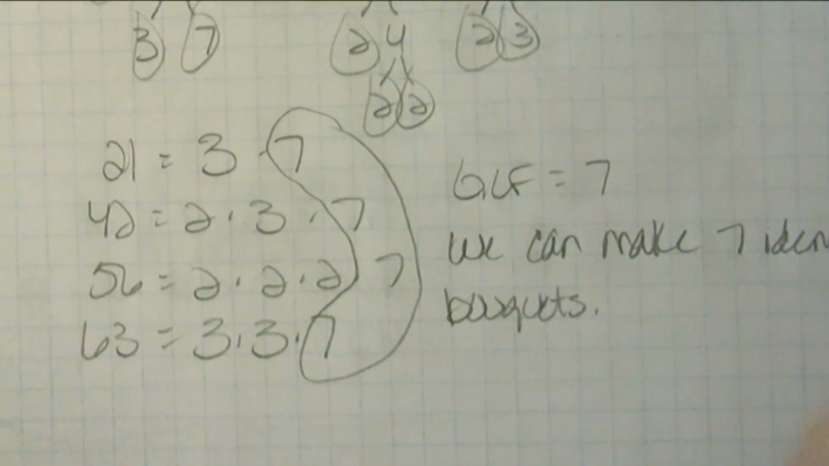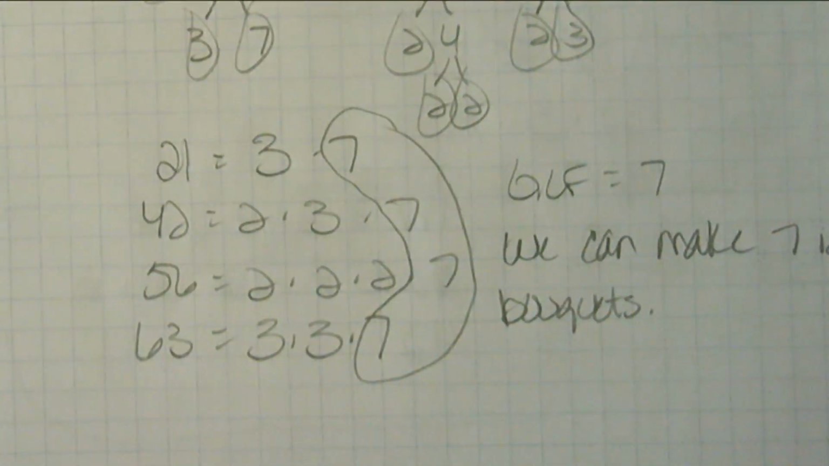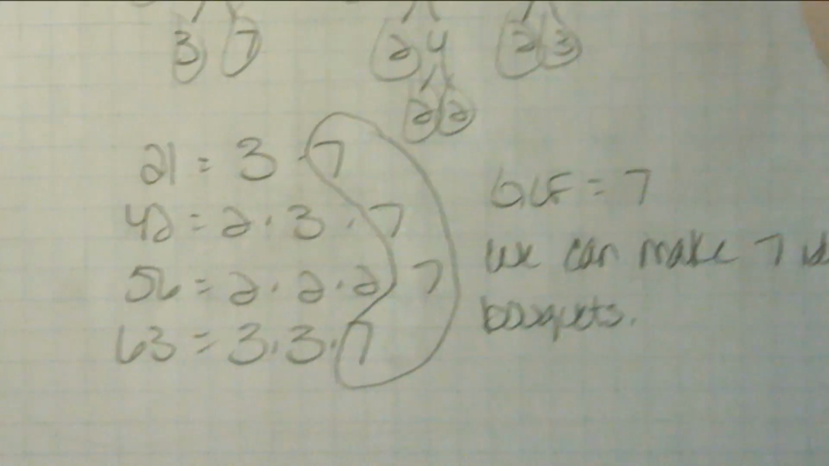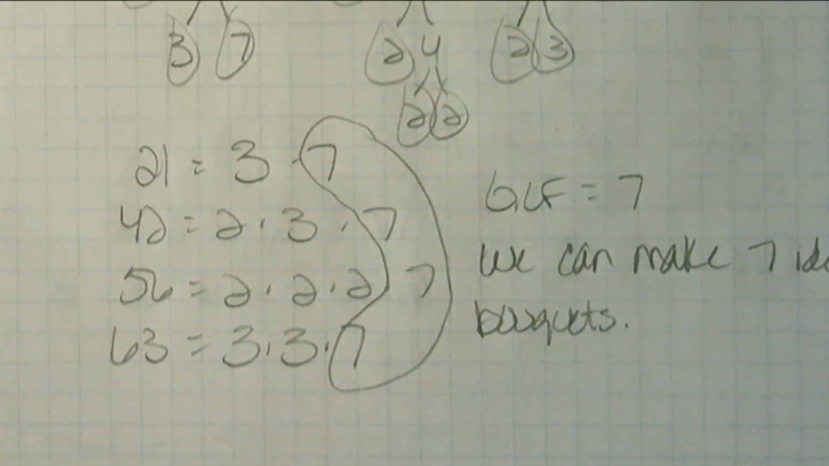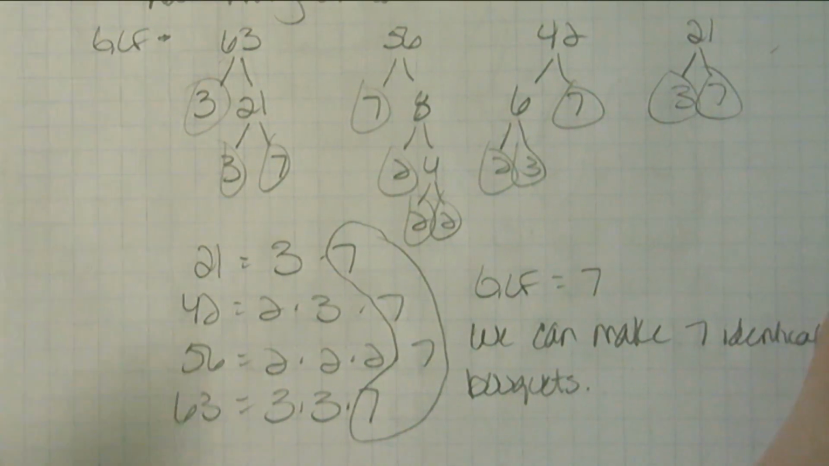Now, the second part to this said, how many of each type of flower? It said, what will each bouquet contain? Which is how many of each type of flower? How am I going to figure that out? How do I figure out how many of each type of flower? Alex? Excellent.